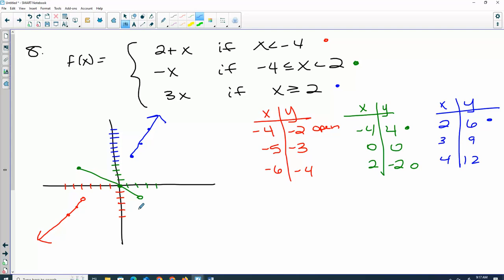Is this helping, guys? Any questions there?